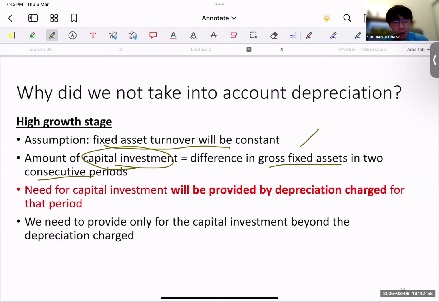Now, I have a question here. The difference in gross fixed asset, what does this represent? What if you take this year's gross fixed asset minus last year's gross fixed asset, what does the resultant value give you? Net PPE? Not really, because you're taking one gross minus the other gross, right? So what does it give you?